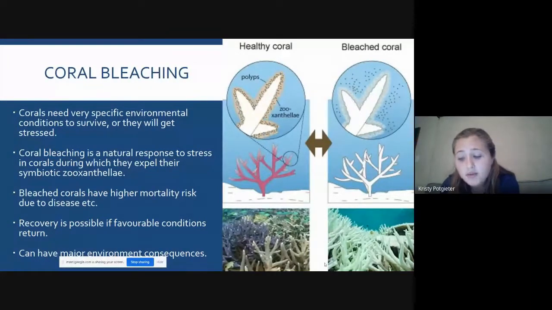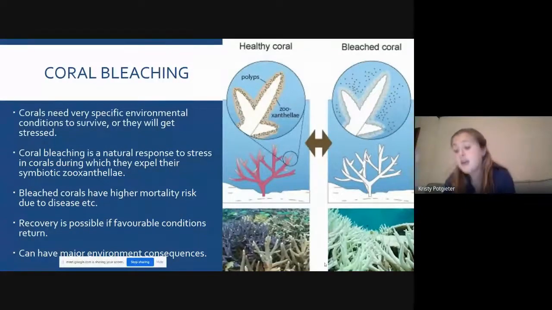So first off, corals thrive best in very specific conditions. Okay, so they need to have temperatures that are between, on average, 20 to 29 degrees Celsius. Okay, they need lots of light, particularly for that photosynthetic zooxanthellae that lives within their tissues. Okay, they also need low sedimentation, appropriate salinity, and continual refreshment by ocean currents and wave action.